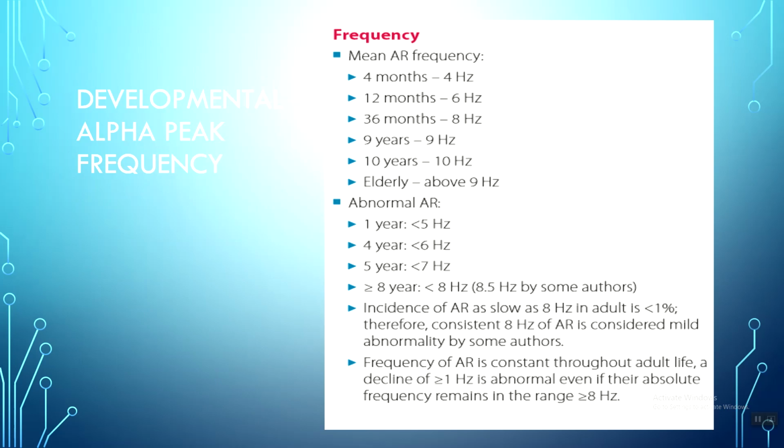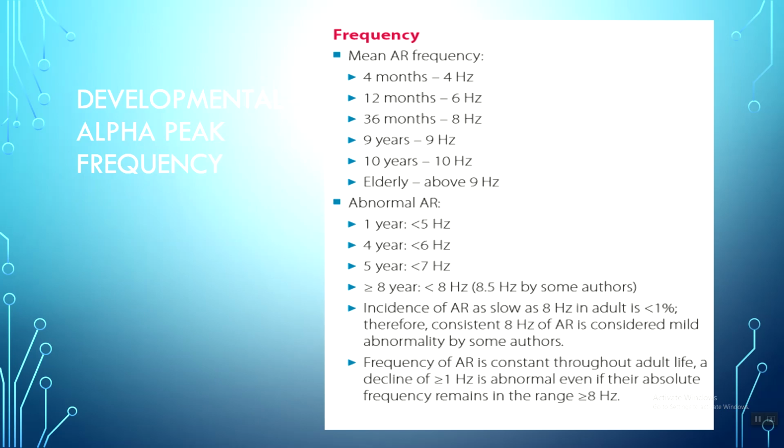An 8 hertz alpha in adults is less than 1%. If you have an 8 hertz alpha peak frequency in somebody, to be a scientist and an empiricist and an astute clinician right out the gate, you have to question their processing speed and whether any of their issues are related to that.